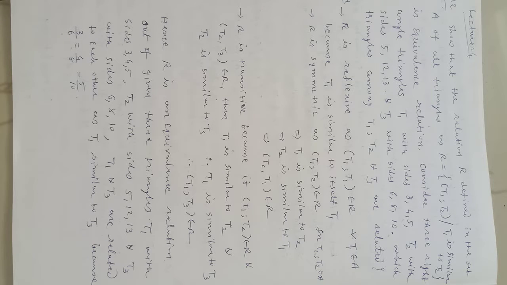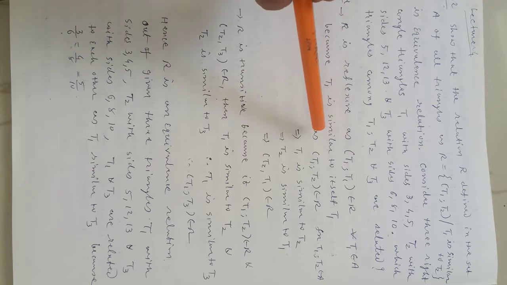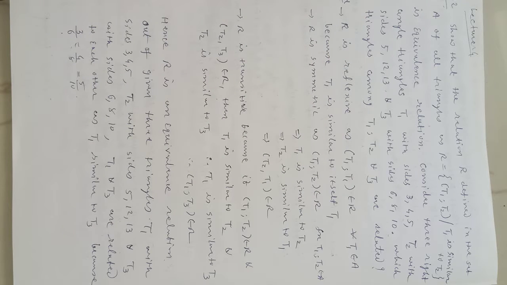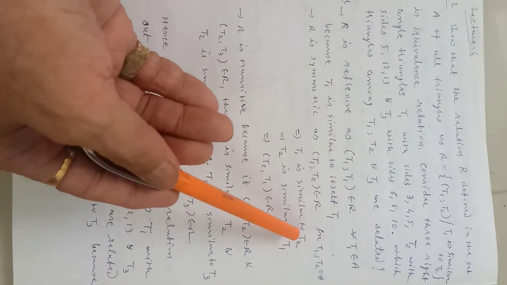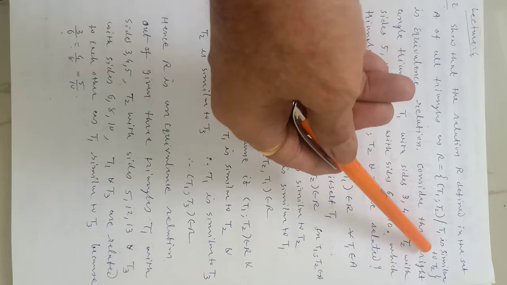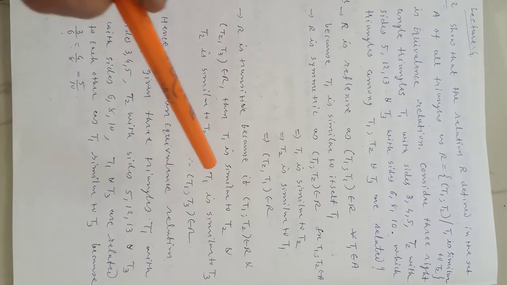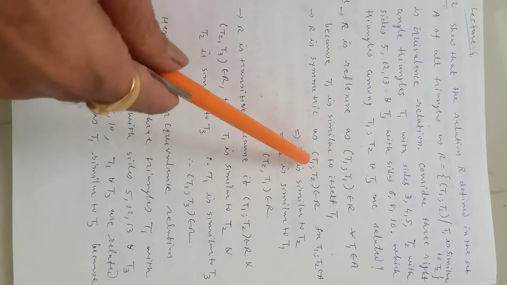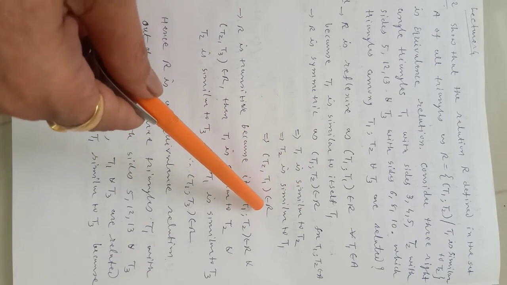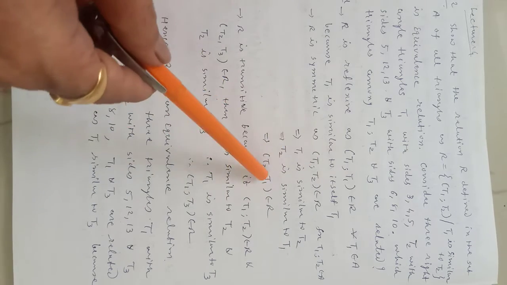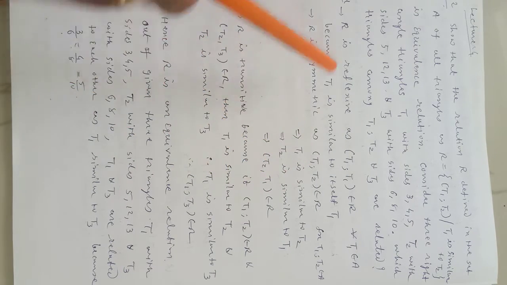Now R is symmetric. Why? Suppose we choose (T1, T2) a member of R. Clear? Then T1 is similar to T2 because of the condition given in relation R, so T1 is related to T2. Now when T1 is similar to T2, can you say that T2 is also similar to T1? Definitely. And therefore (T2, T1) is also a member of R. So (T1, T2) belongs to R implies (T2, T1) belongs to R. It means the reverse ordered pair is also in relation set R, and therefore it is symmetric.